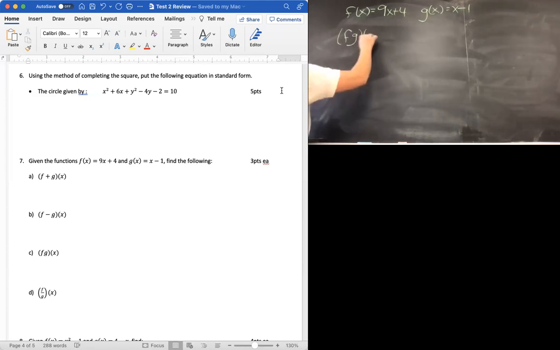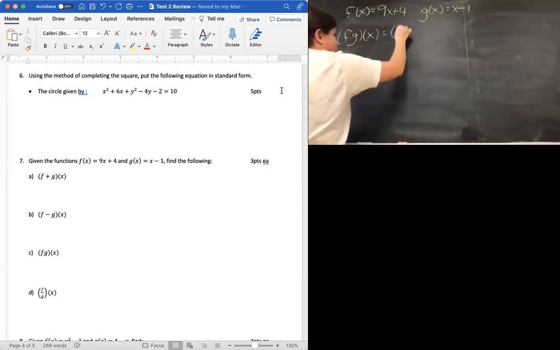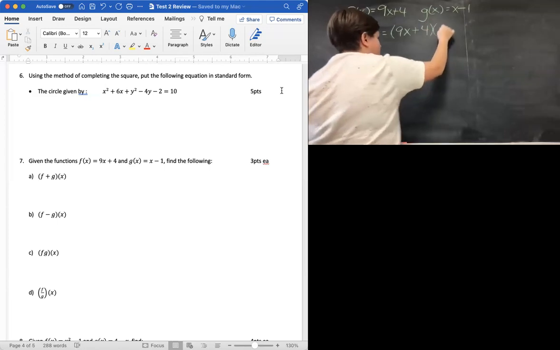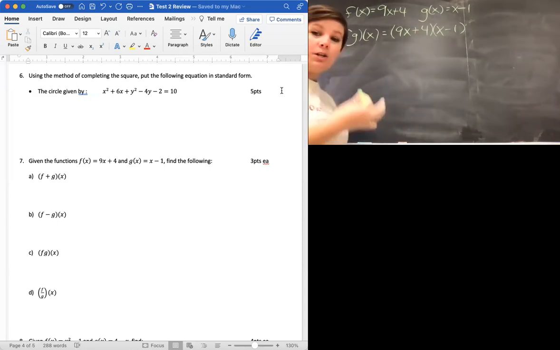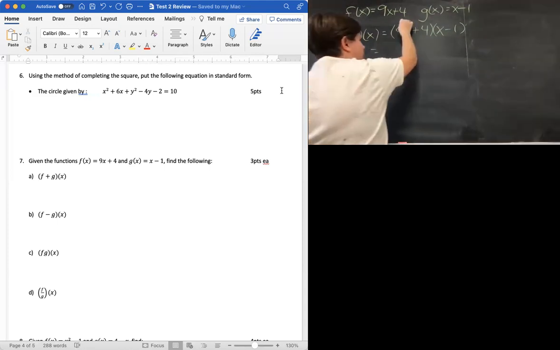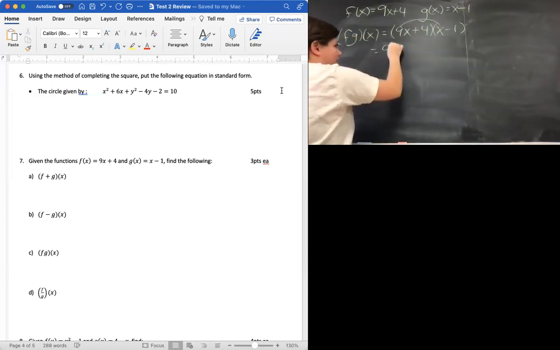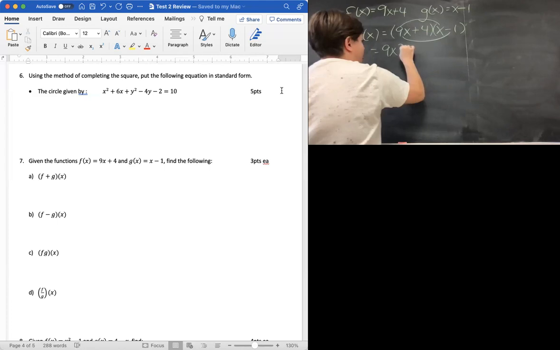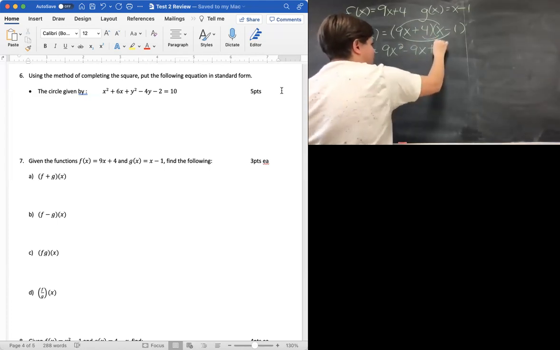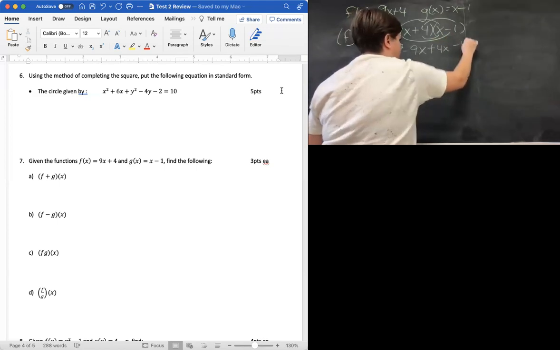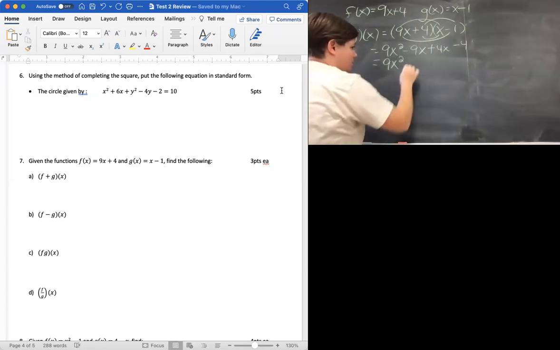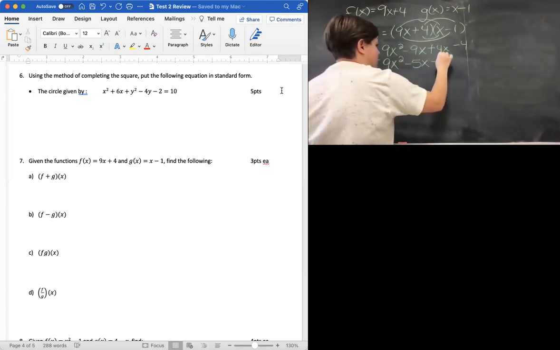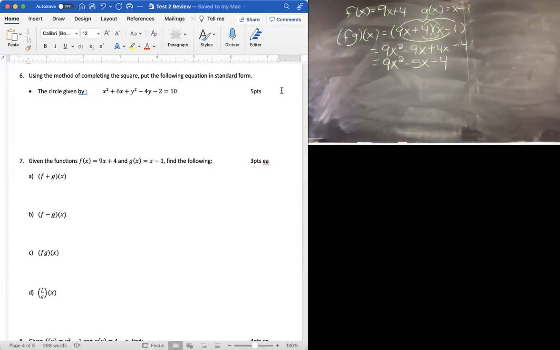F times g of x. You take your function f of x, which is 9x plus 4, and you multiply it by your g of x. Luckily for us, these are two binomials, which means we can FOIL them. 9x times x is 9x squared minus 9x plus 4x minus 4. 9x squared, negative 9x plus 4x would be a negative 5x, and then we still have that minus 4 out there.